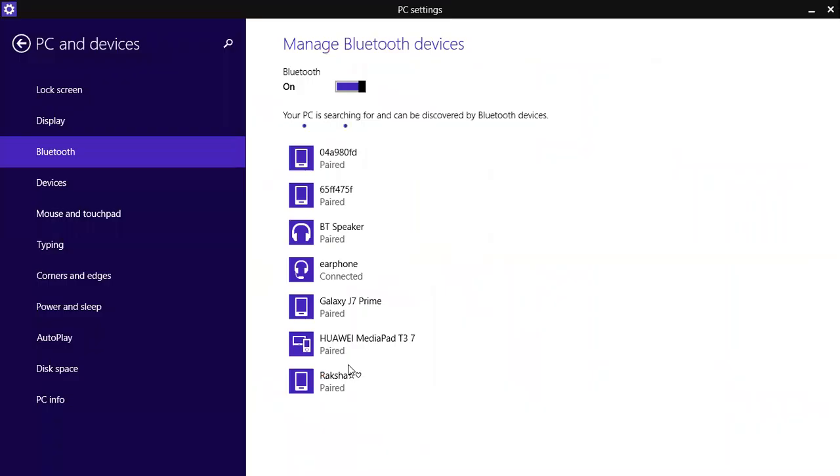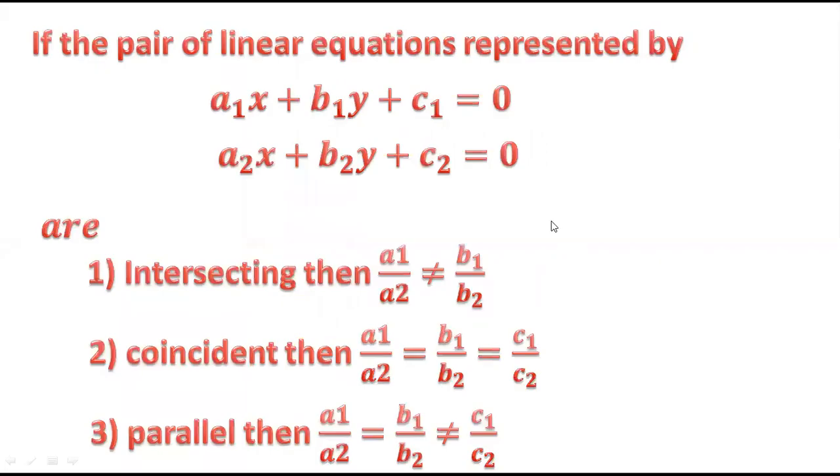If all the ratios are equal, then the pair of linear equations are coincident. If the first two ratios are equal and it is not equal to the third ratio, then the lines are parallel. If the first two ratios are unequal, then the lines are intersecting.